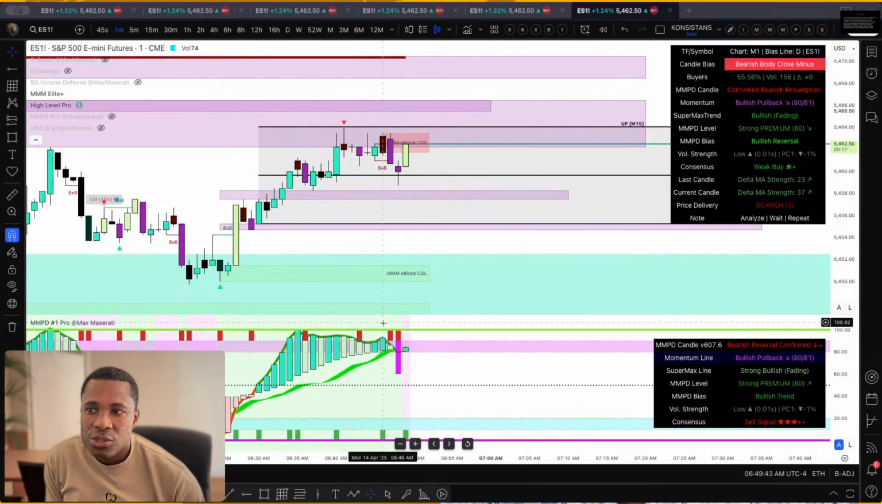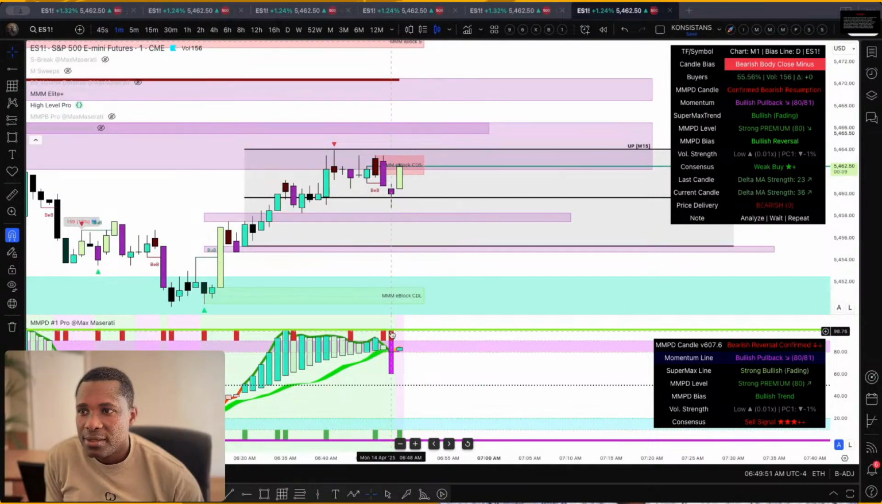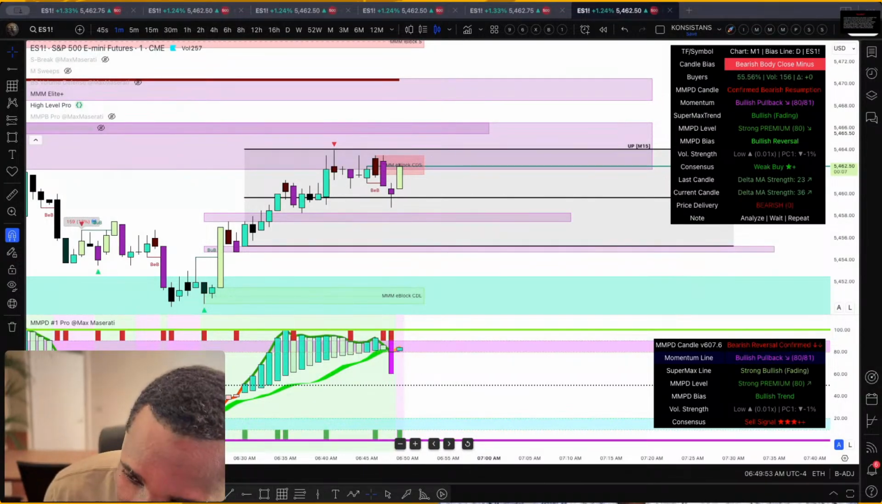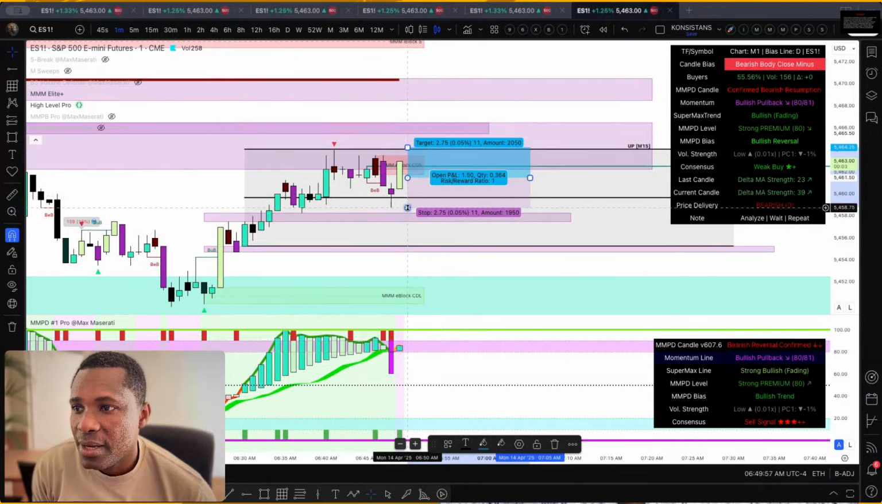So the bulls take over. Bulls completely take over. Will this candle close bullish body close? Highly likely. If yes, this is where you can easily take a nice long position. Price right here.